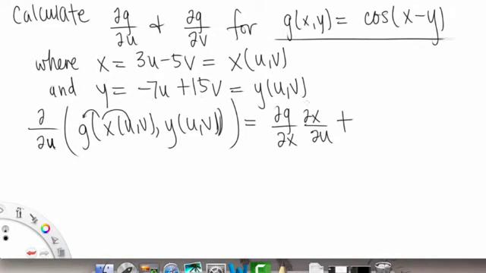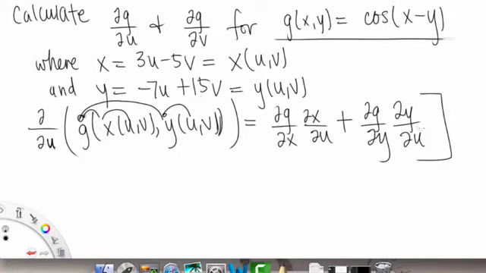And then we have plus, we're going to start from g again, so partial g, partial y, and then partial y, partial u. Since we only have a two variable function here in both of them, we only have these two terms as opposed to three terms. So what we're going to do is figure out each of these partial derivatives that we see in this equation and then just plug them in.